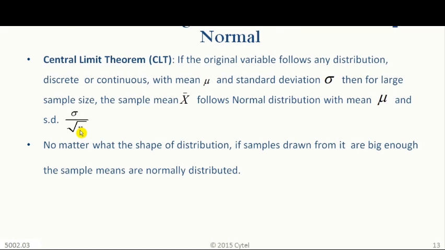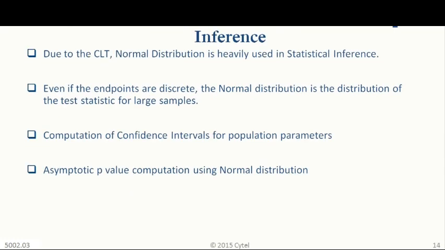No matter what the shape of the distribution, if samples drawn from it are big enough, the sample means are normally distributed. So this is the famous central limit theorem. The advantage of this theorem is that from any distribution you can come down to the normal distribution through the means and through the large samples. And the branch of statistical inference that deals with this kind of inference is called asymptotic inference.